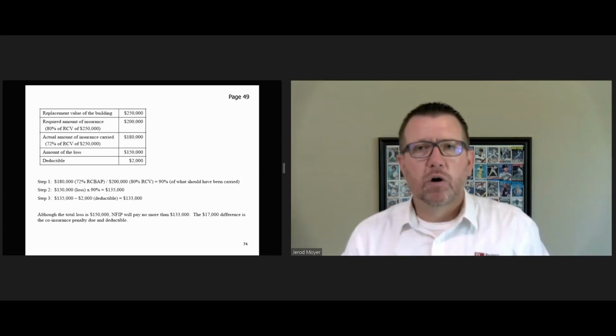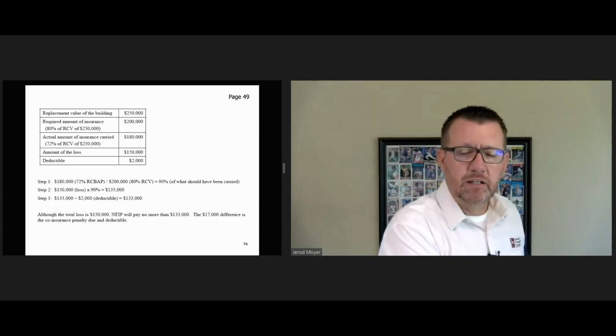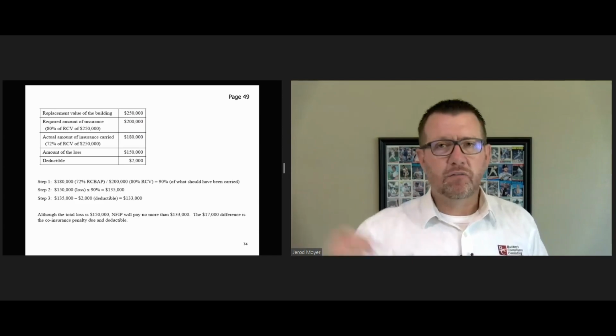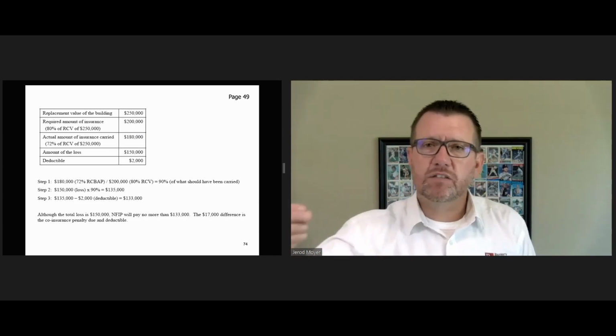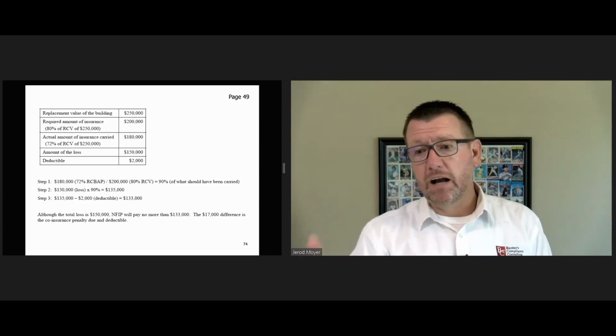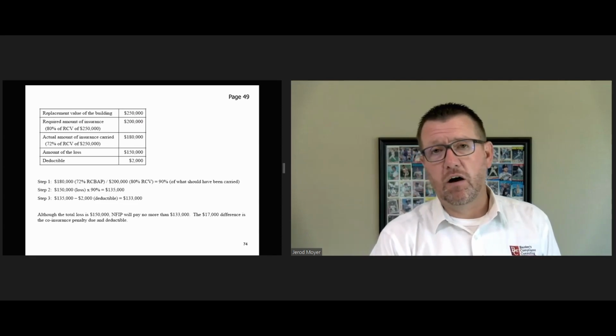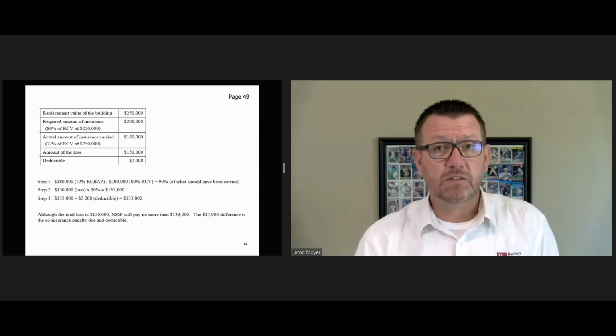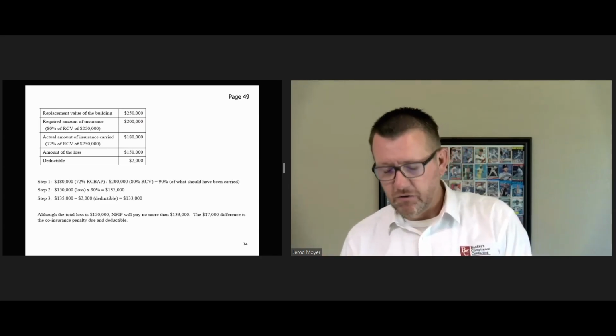Here's why it's important for you all to know this. That's not a compliance thing. They're compliant if $180,000 is what they needed to meet the lesser of calculation. But there's a safety and soundness thing here that says, oh my gosh, in the event of a $150,000 loss, if they can't come up with $17,000, they're going to be stuck. And that becomes the safety and soundness elephant in the room.